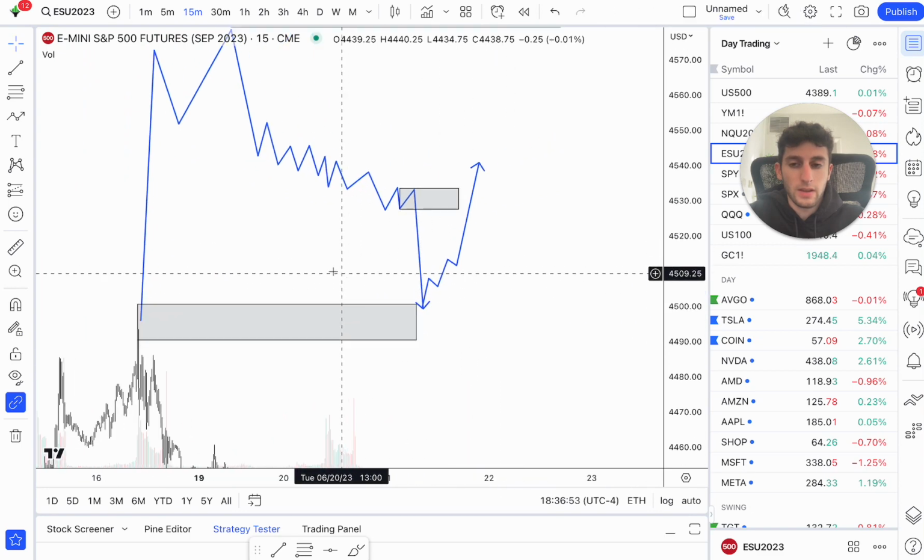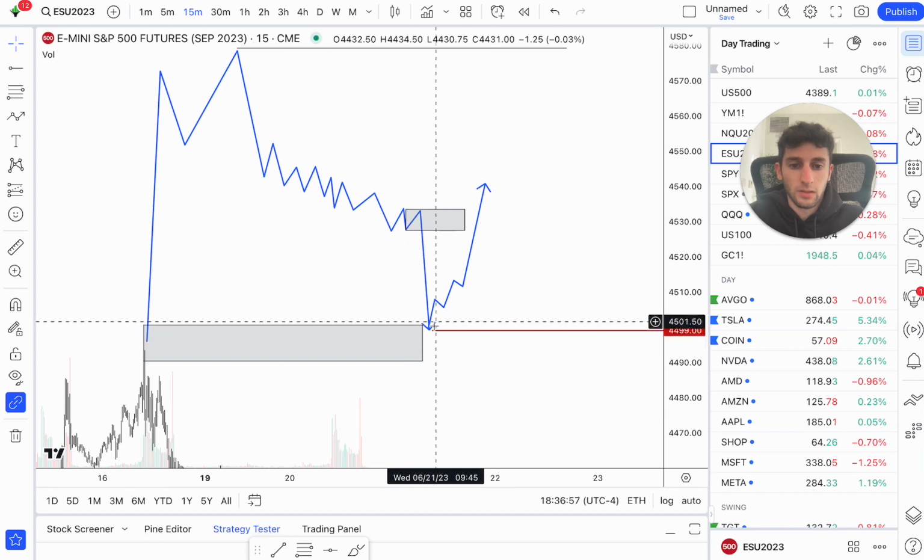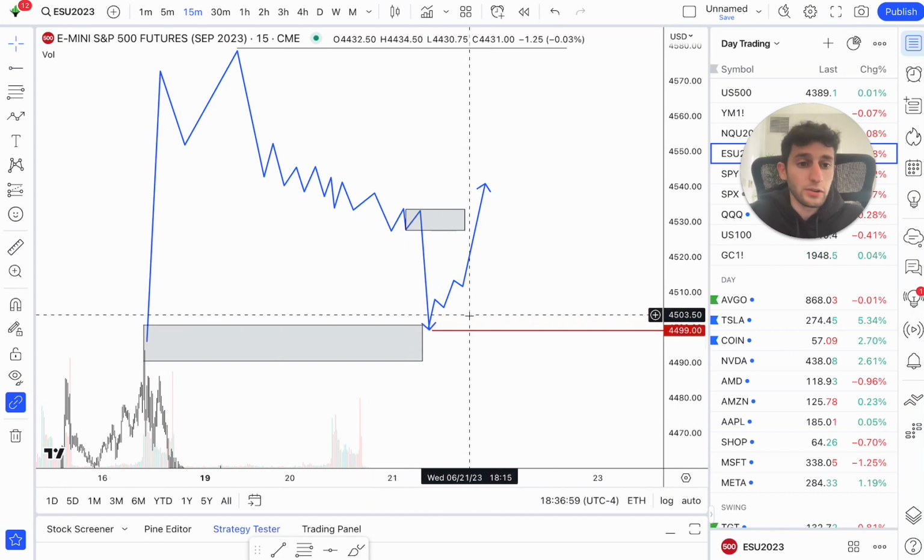This low should hold in the short term, at least. Now, why should it hold in the short term?